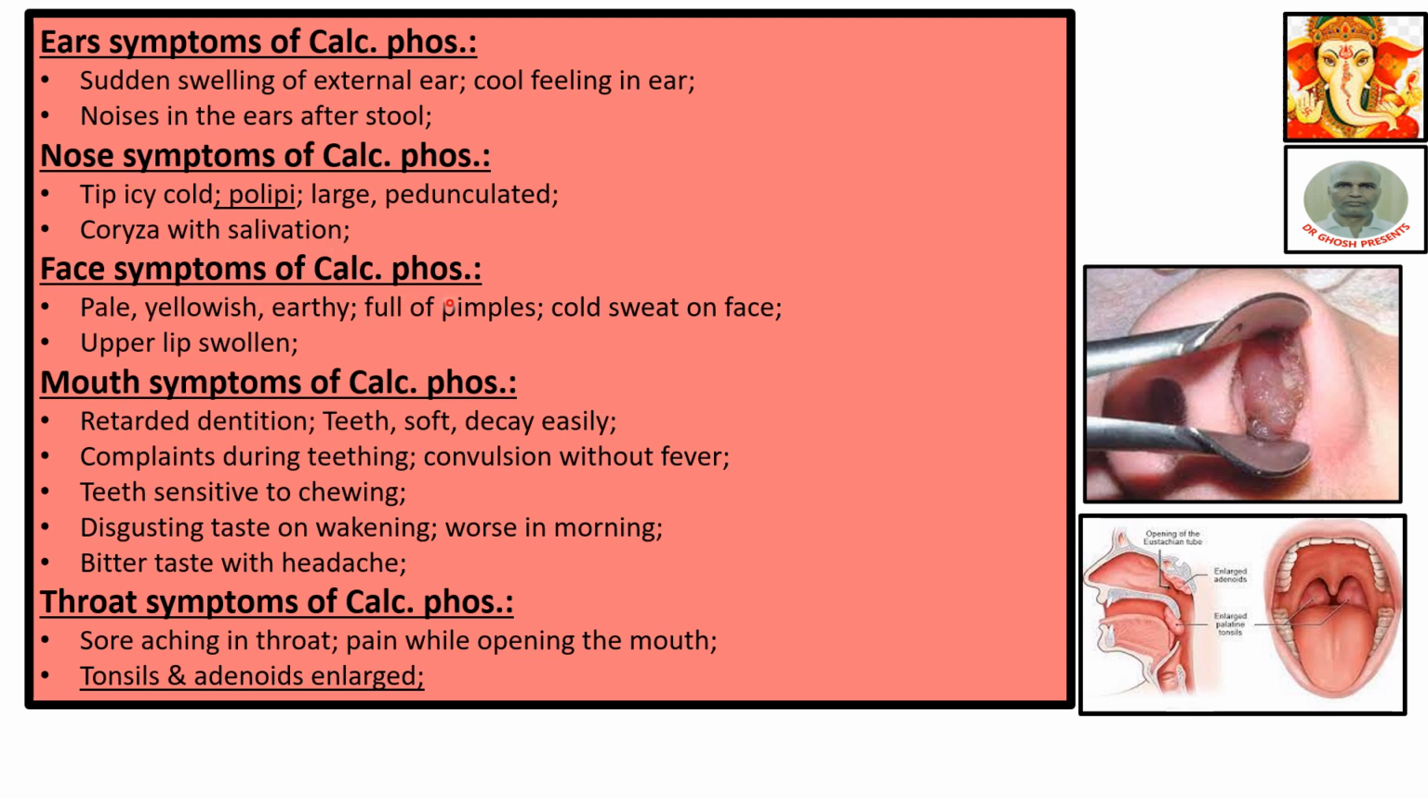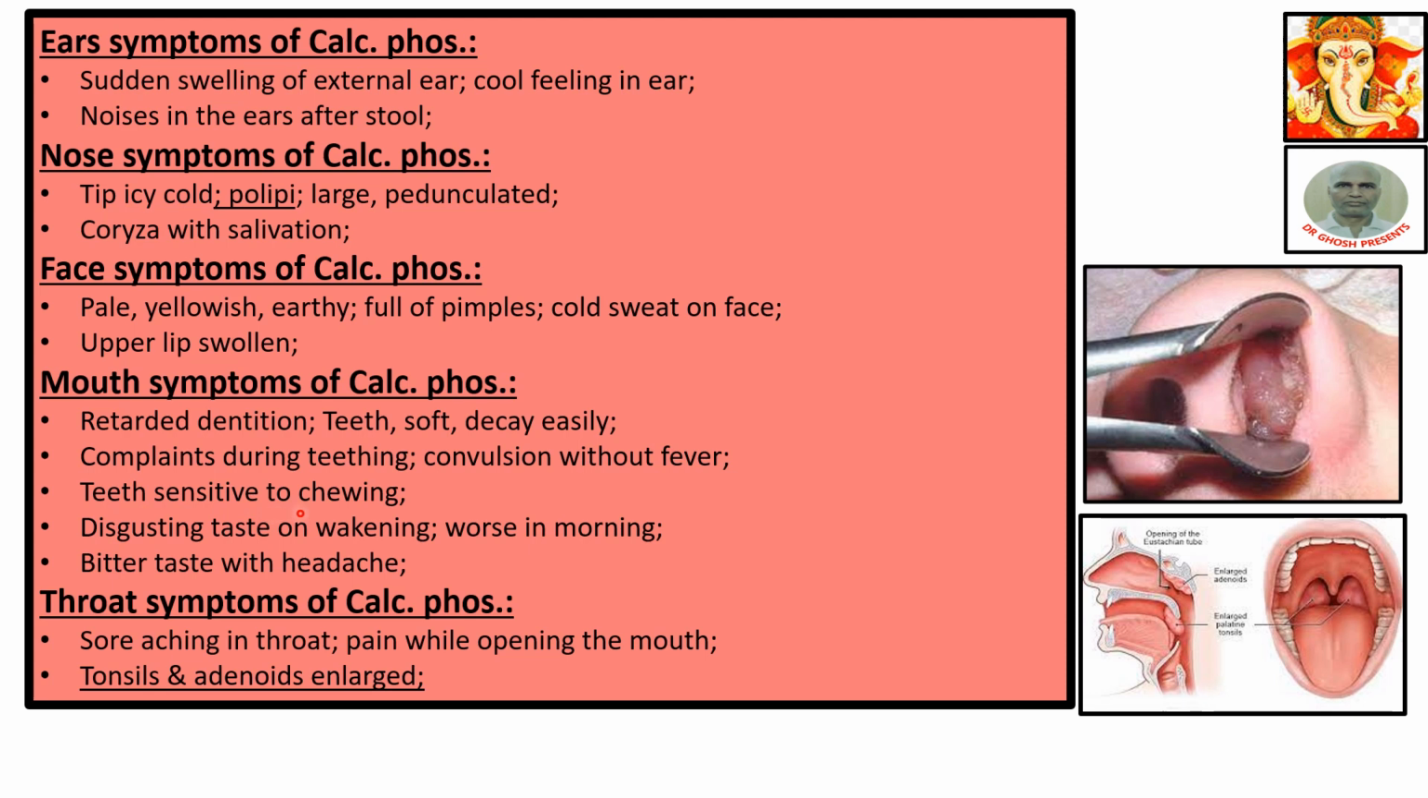Face symptoms of Calcarea phos: pale, yellowish, earthy, full of pimples, cold sweat on face, upper lip swollen. Mouth symptoms: retarded dentition, teeth soft, decay easily. Complaints during teething, convulsion without fever. Calcarea phos is universally known for complaints during teething, but it is not only for that symptom. There are hundreds and thousands of symptoms. You can check. Convulsion without fever.